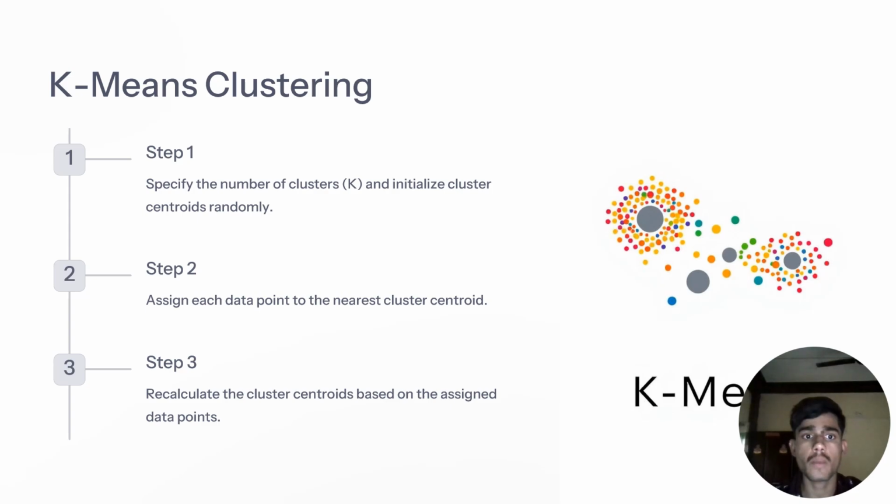There are three steps. Step 1. Specify the number of clusters K and initialize cluster centroids randomly. Step 2. Assign each data point to the nearest cluster centroid. Step 3. Recalculate the cluster centroids based on the assigned data points.